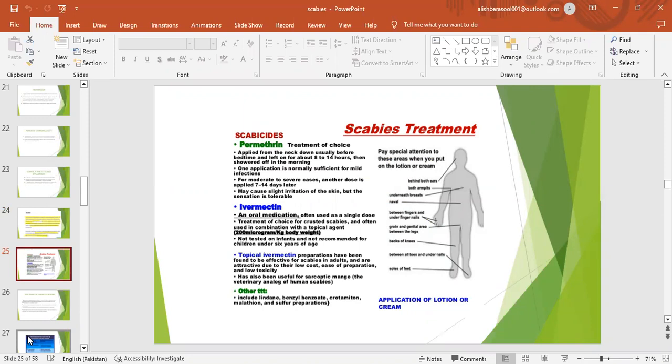the skin. Ivermectin is an oral medication often used as a single dose treatment of choice for clustered scabies, often used in combination with a topical agent. Topical ivermectin preparations have been found to be effective for scabies in adults and are attractive due to their low cost, ease of preparation, and low toxicity. It has also been useful for sarcoptic mange. The other treatments include lindane, benzyl benzoate, crotamiton, malathion, and sulfur preparations.